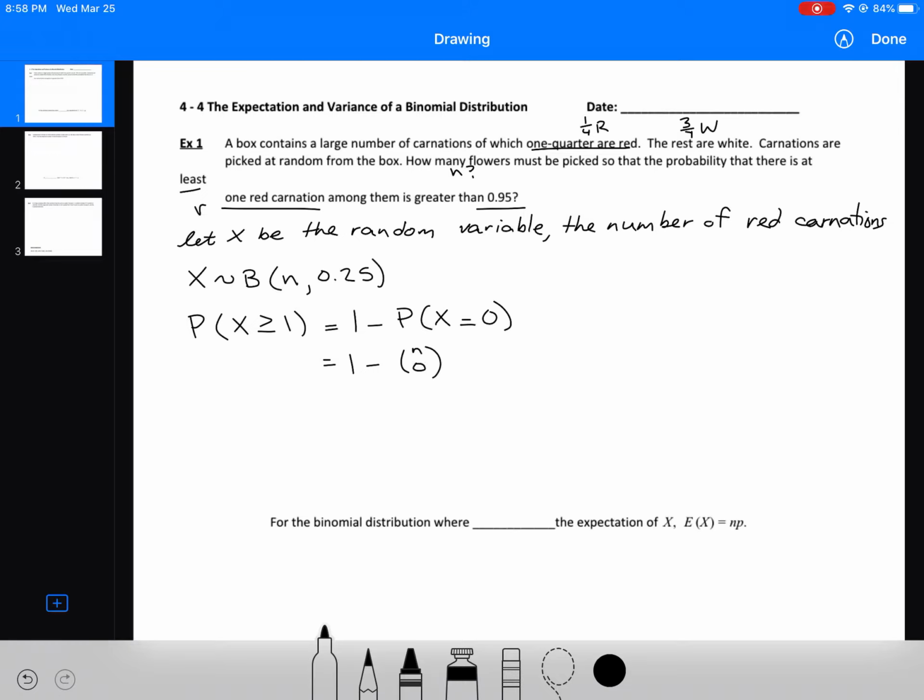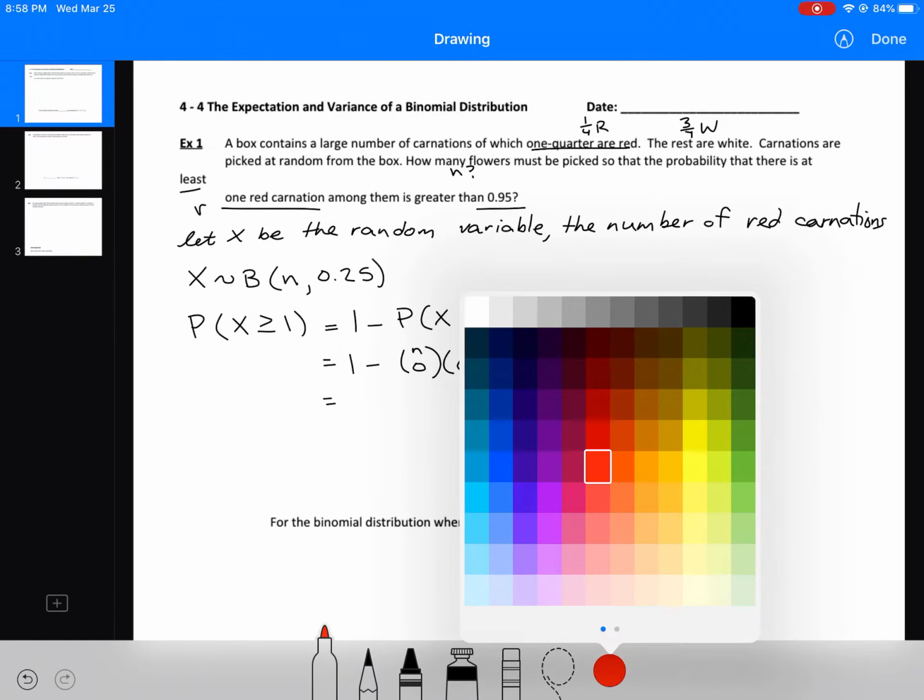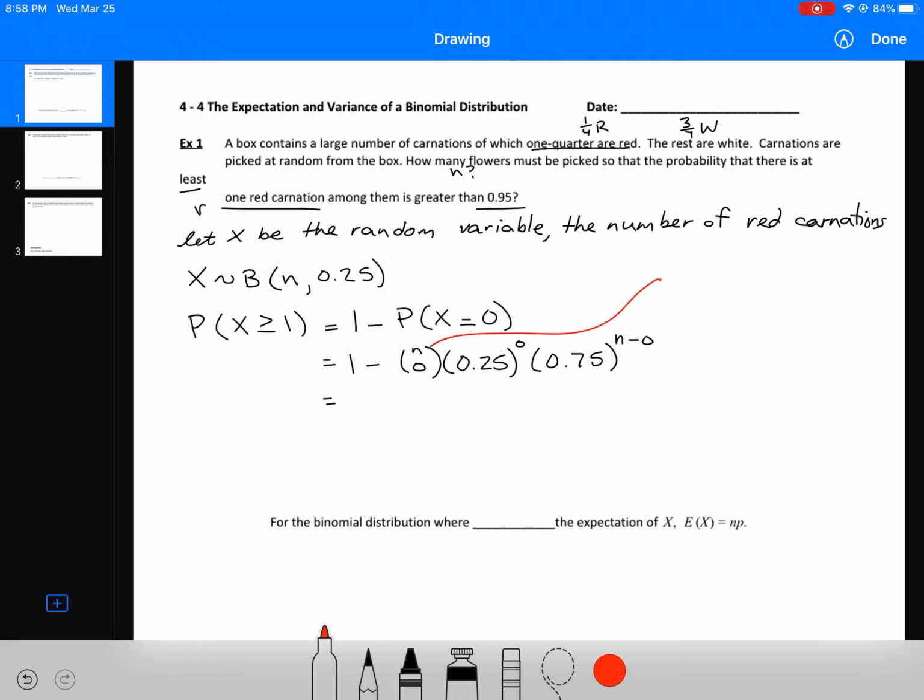N choose R, where R is 0 in this case. We have our probability of success raised to the number of successes. Then we have our probability of failure raised to N minus R, which would be our Q value, our number of failures. So let's simplify this a little bit. First one is N choose 0.